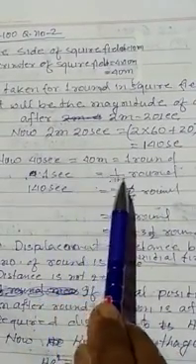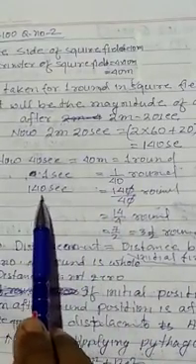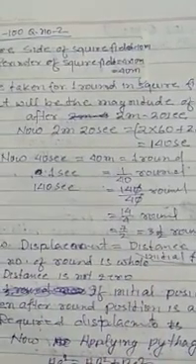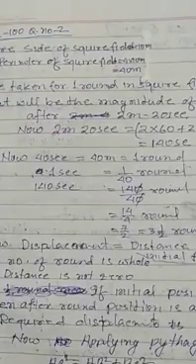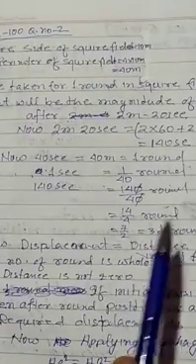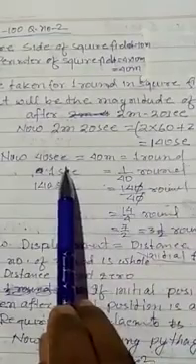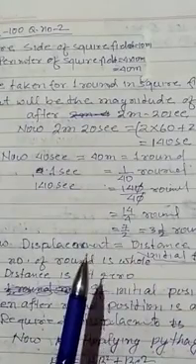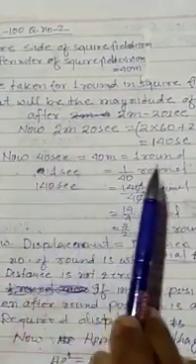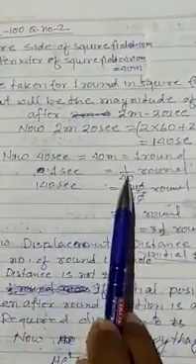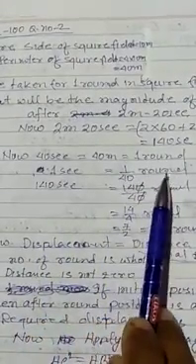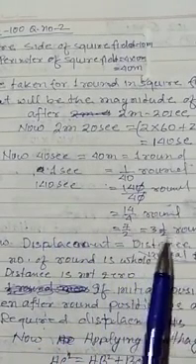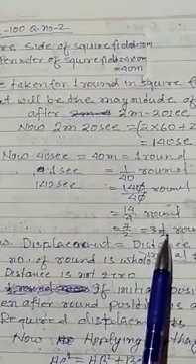In 1 second he covers 1 by 40 round, and in 140 seconds the number of rounds will be 3 and a half. Completing one round takes 40 seconds, so 40 seconds equals one round, 1 second equals 1 by 40 round. In 140 seconds, how many rounds? 3 whole and 1 by 2, that is 3 complete rotations and a half rotation.